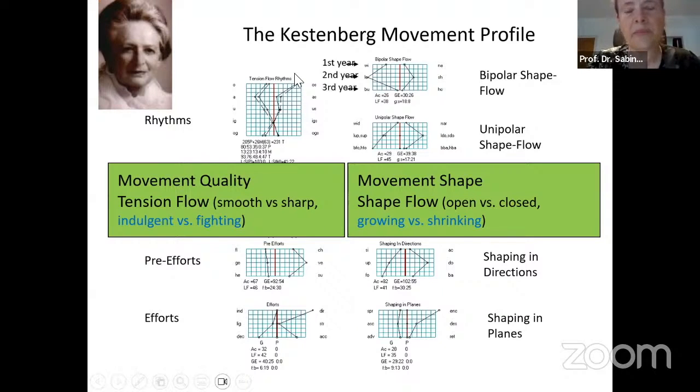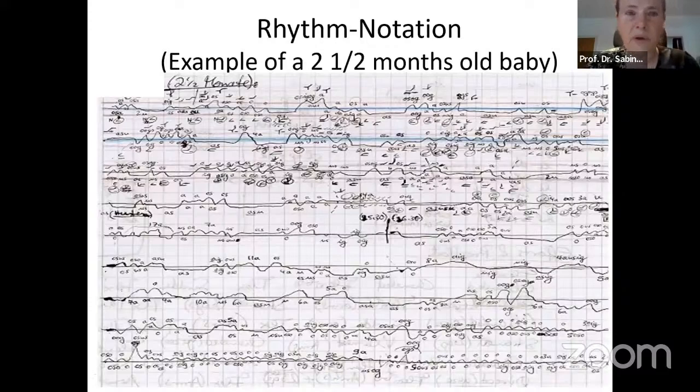And it's going by developmental years. So we have 6 of those qualifiers, and they go by first, second, and third developmental year. That's when they actually develop. This is a movement profile of a 2.5 months old baby.